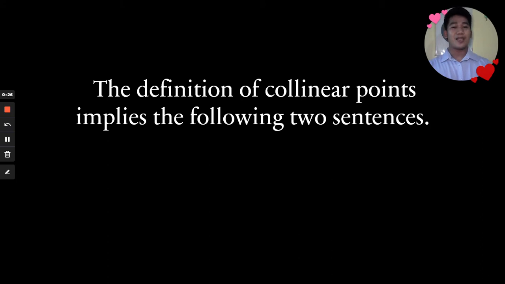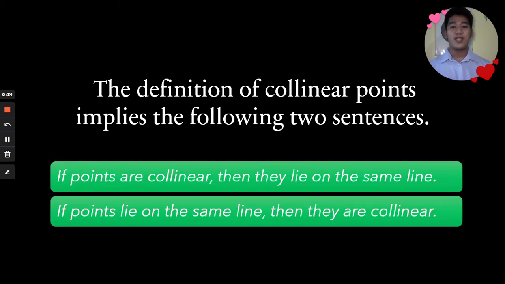And as an introduction, I want to present to you the definition of collinear points, which implies the following two sentences. We have here, if points are collinear, then they lie on the same line. And if points lie on the same line, then they are collinear. That's the definition of collinear points. Okay? Take note of that.